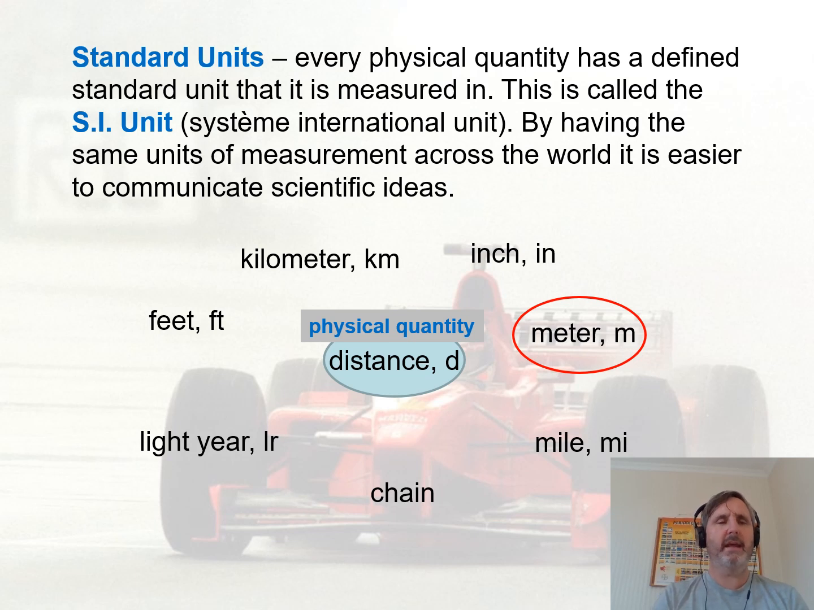It's called an SI unit because we use the French phrase Système International, SI, because the French came up with the metric system, so they got to use their language to denote that this is an SI unit. So here we go, this is a meter, the SI unit for distance.